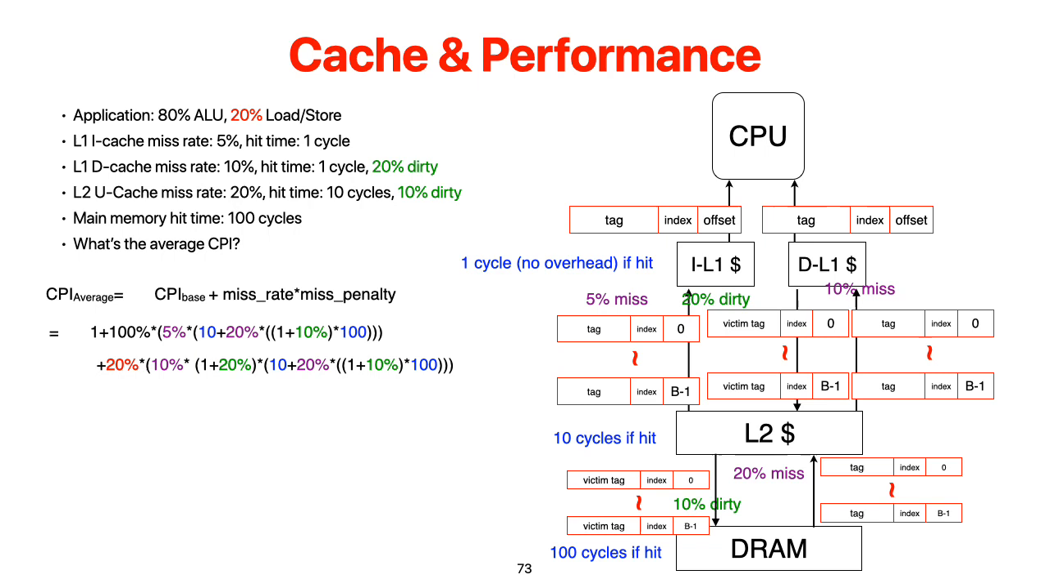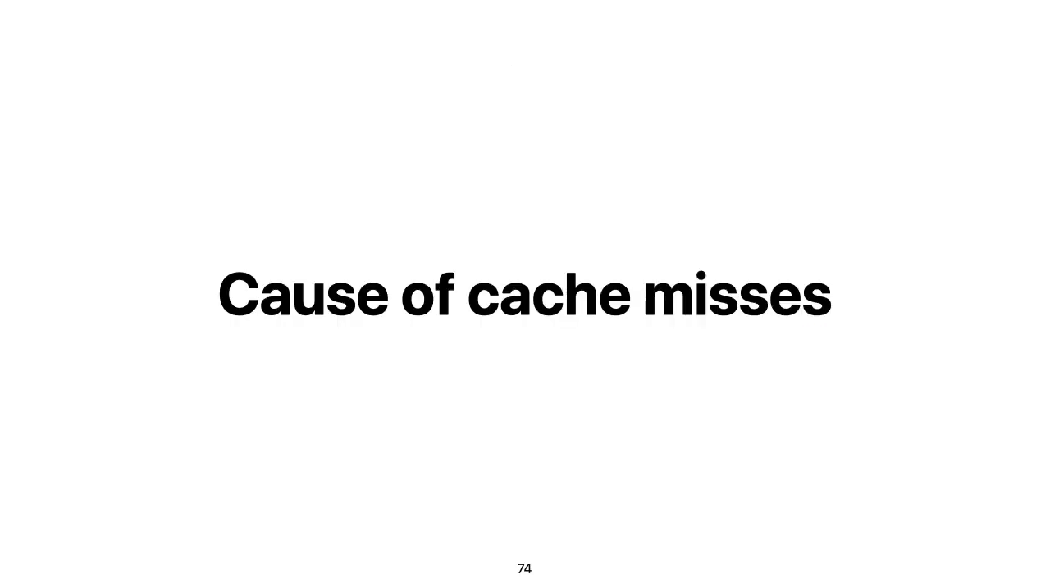And again, when you try to get data into the L2, there might also be a chance that you are going to get dirty blocks. So on average, the CPI would be 3.4 in this case. All right, so we figured out the performance of having a memory hierarchy.